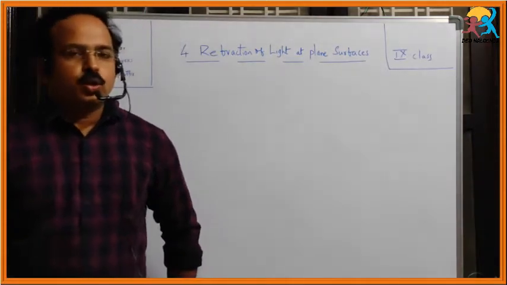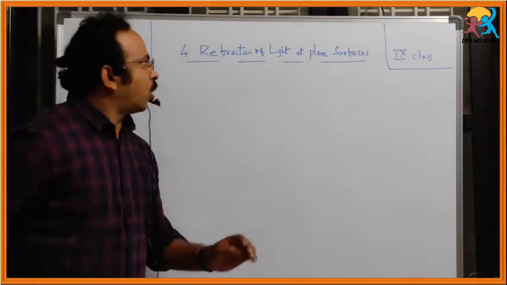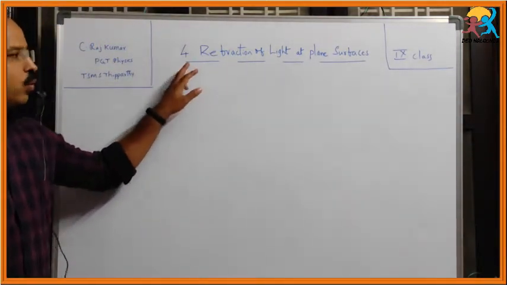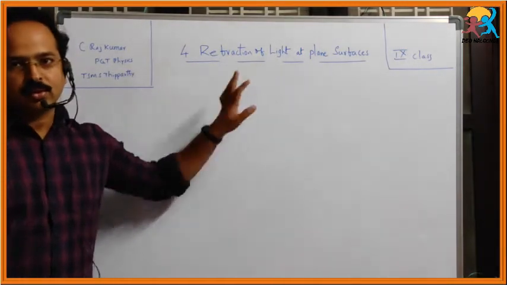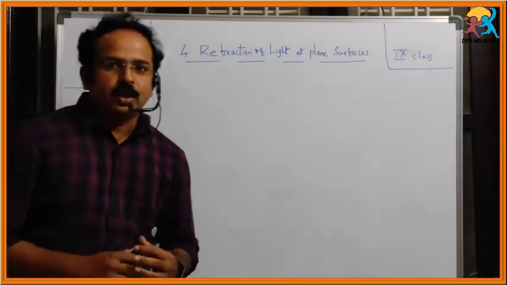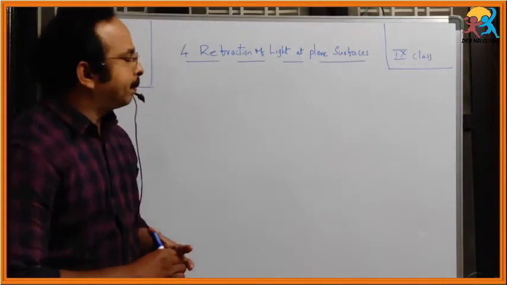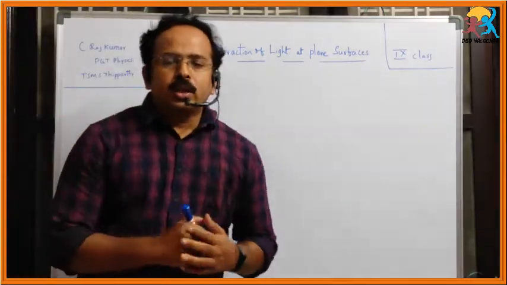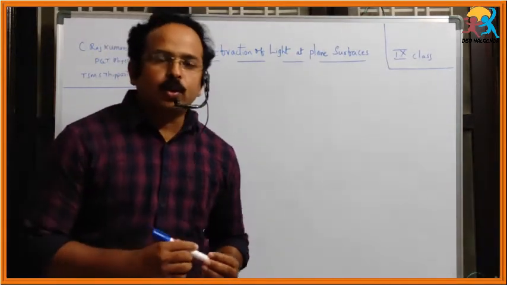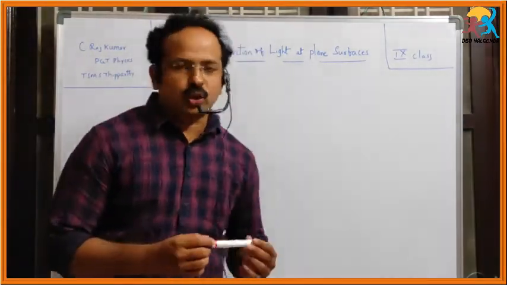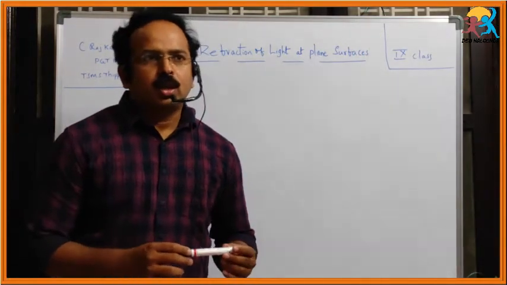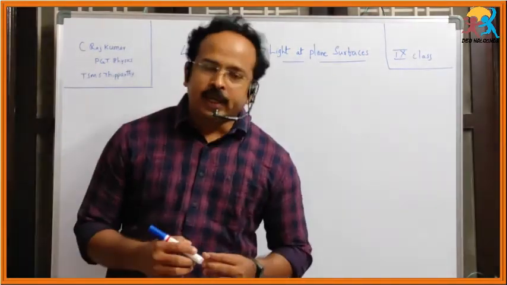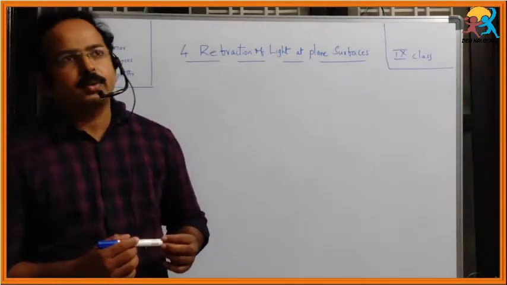Today I will teach you the topic of 9th class 4th chapter, that is refraction of light at plane surfaces. In this class today, we will discuss what we mean by refraction of light and how it takes place. Before going into detail, we already know that.